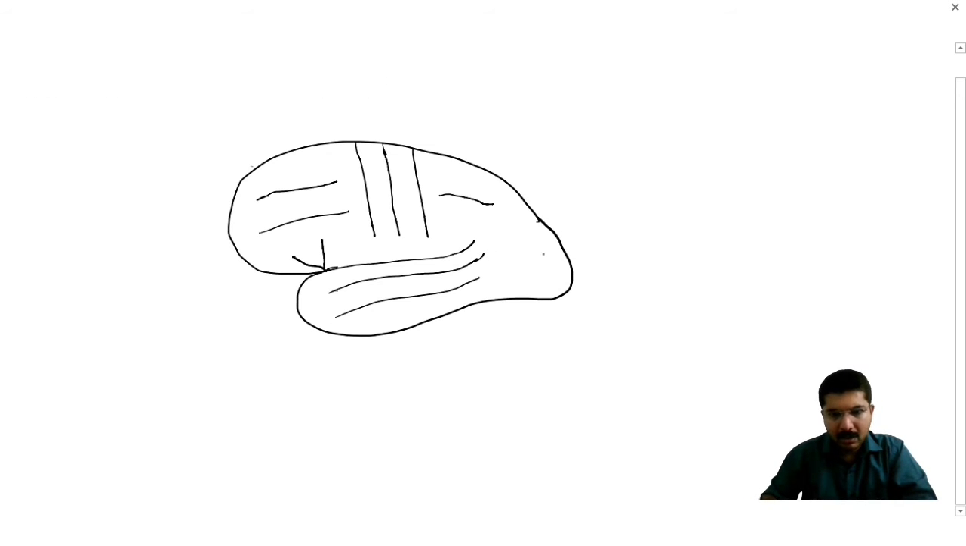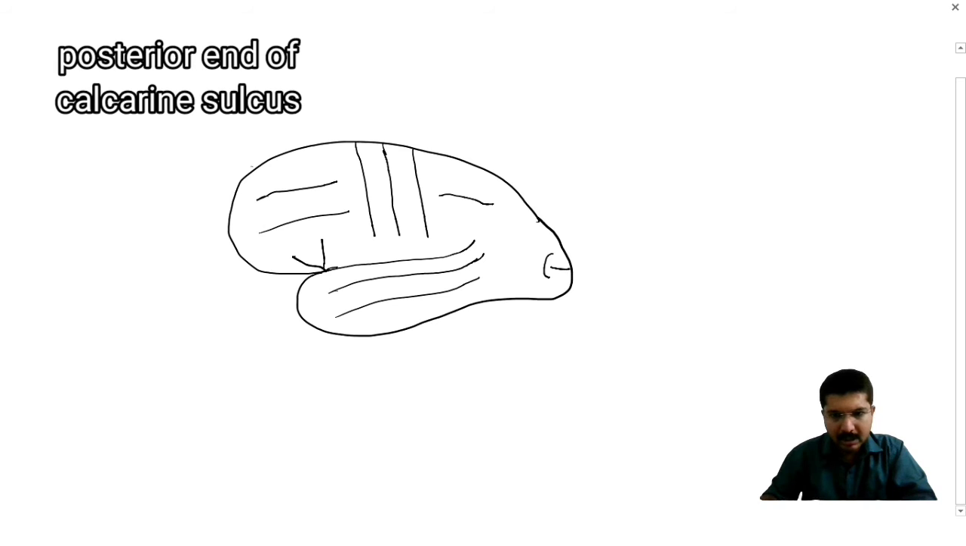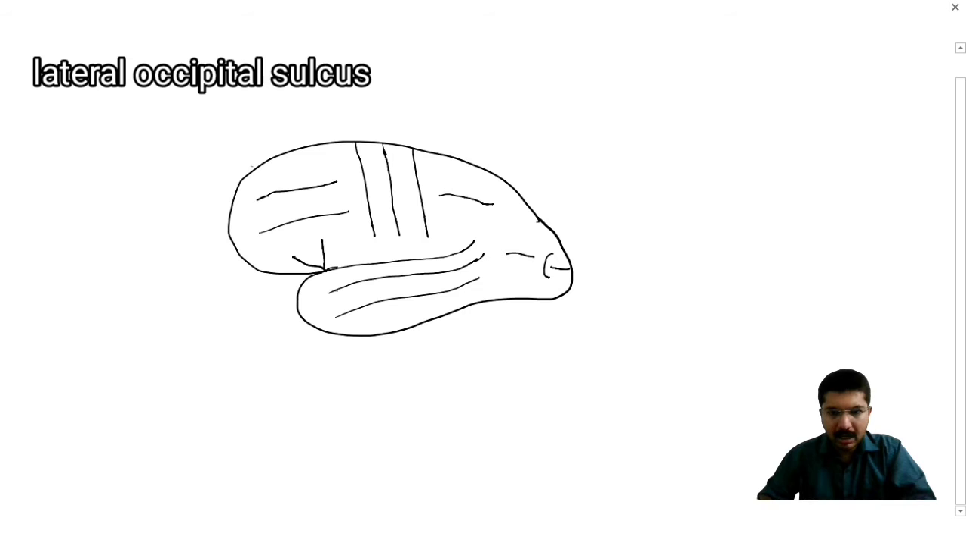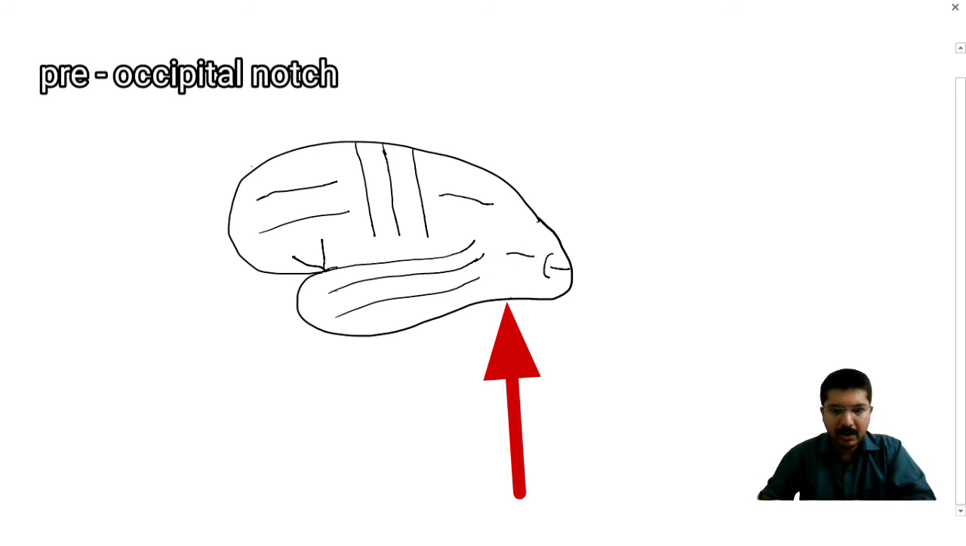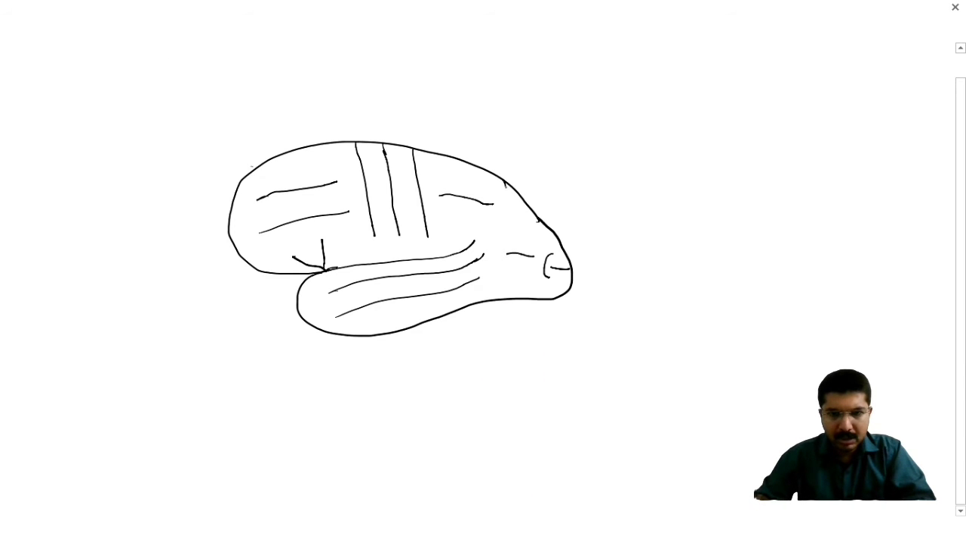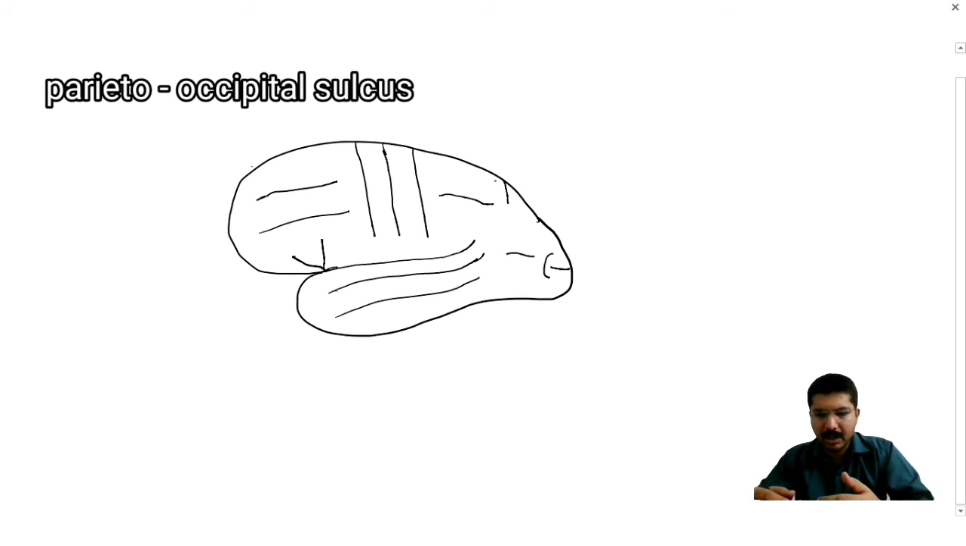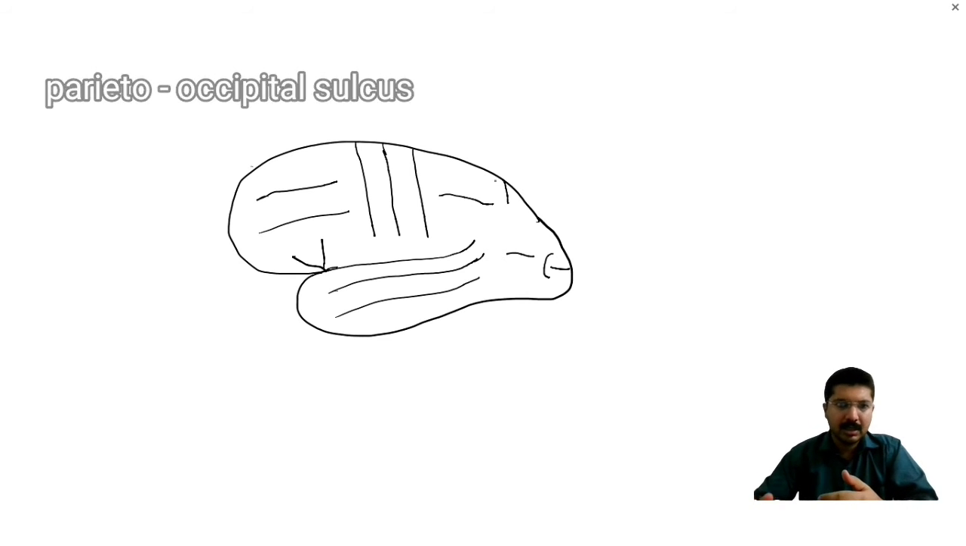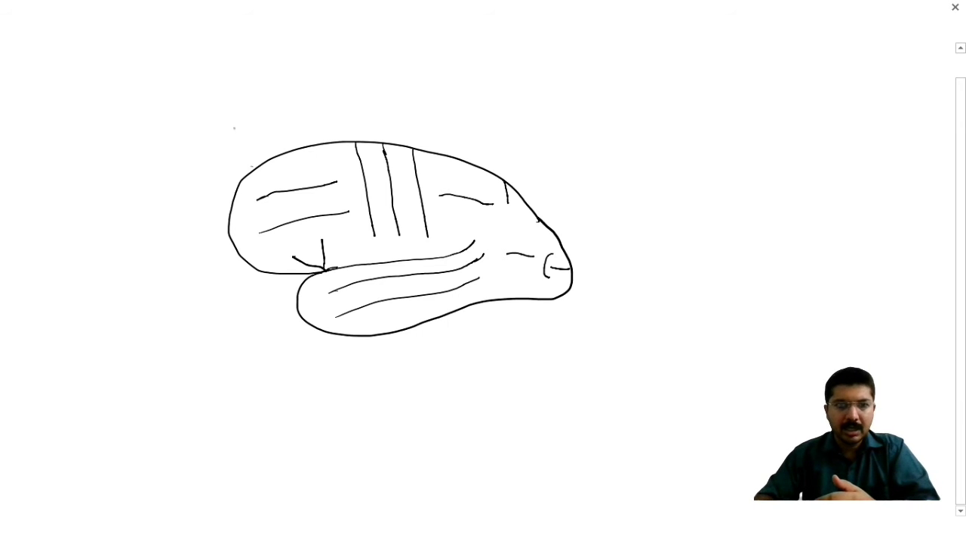In the occipital lobe, here you have a lunate sulcus, and you can see the edge of the calcarine sulcus sending into that. Then you have a lateral occipital sulcus. This region will be known as the pre-occipital notch, and about almost this region you can see the edge of the parieto-occipital sulcus. Now you have to see the gyri.